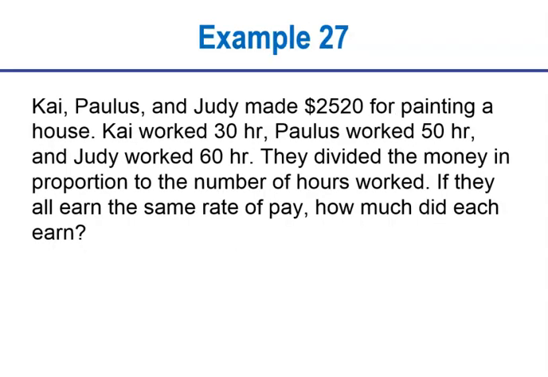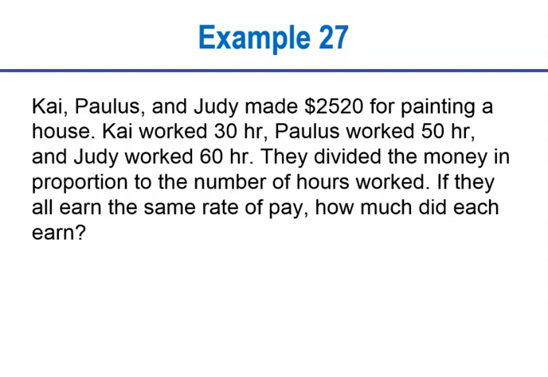All right, so I have another example for you. We have Kai, Paulus, and Judy. They made $2,520 for painting a house. Kai worked 30 hours, Paulus worked 50 hours, and Judy worked 60 hours. So clearly they should not get equal pay, right? They divided the money in proportion to the number of hours worked. If they all earned the same rate of pay, how much did each earn? So how could we handle this problem?